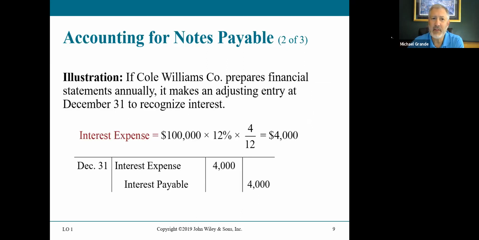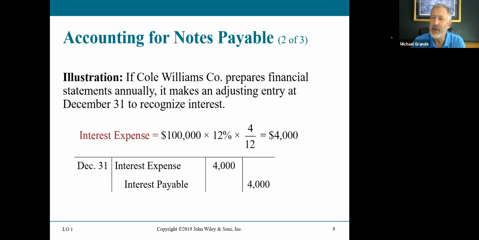If Cole Company prepares financial statements annually, it makes an adjusting entry at December 31st. Remember what an adjusting journal entry is. It's not a correcting entry, it's an adjustment. It always affects an income statement account and a balance sheet account, but never cash. So we need to accrue the interest. So the dates are very important.